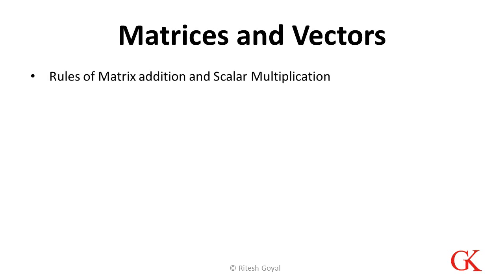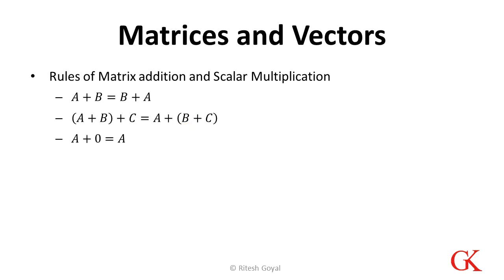Okay. There are some rules of matrix addition and scalar multiplication, and they are quite similar to scalar addition or multiplication. So we can see A plus B is equal to B plus A, and A plus B plus C is equal to A plus B plus C. It doesn't matter whether we add B to A first or C to B first, the results remain the same.